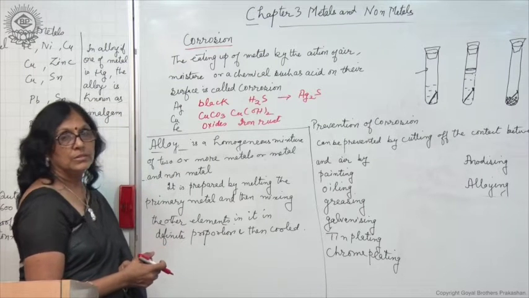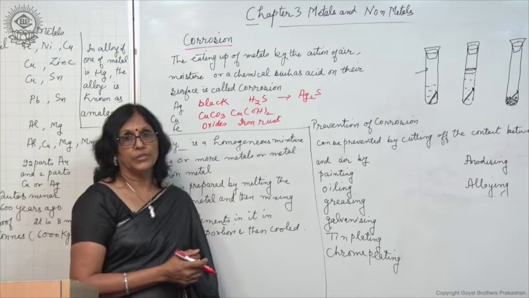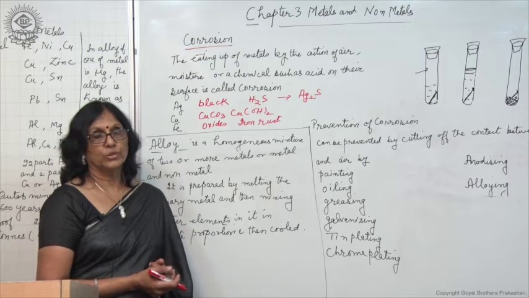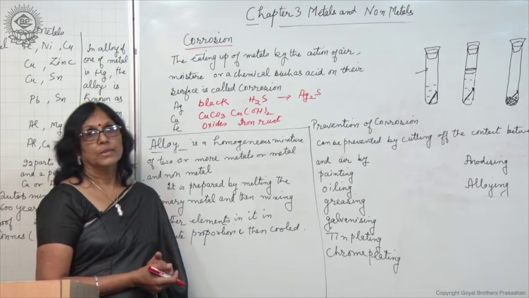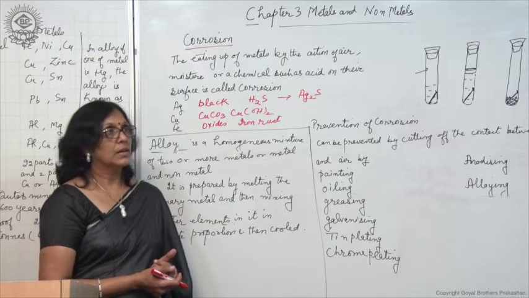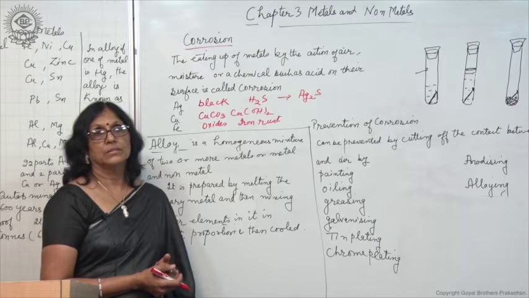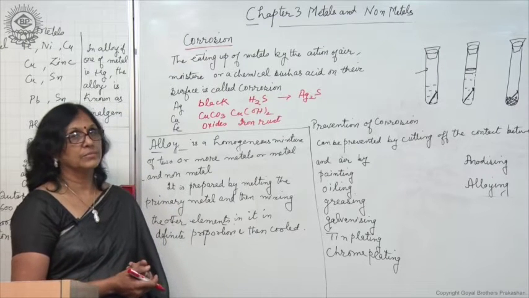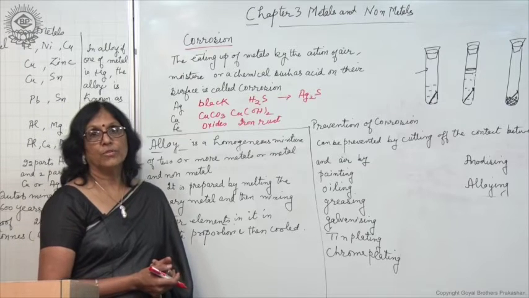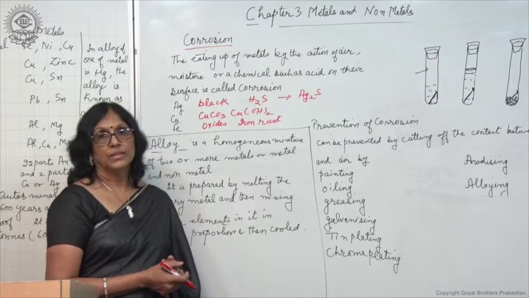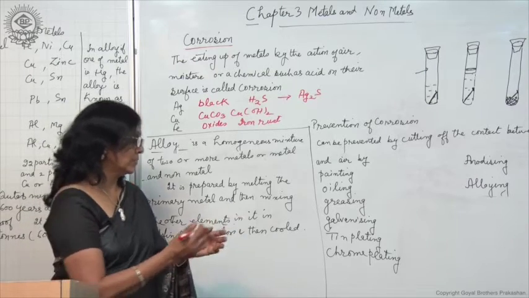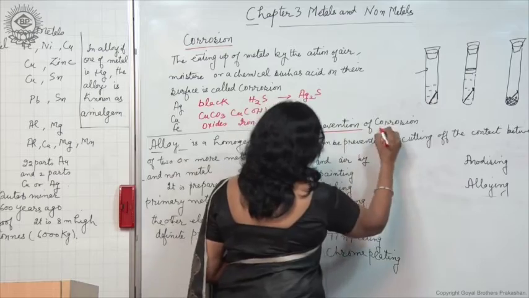Now, corrosion should be prevented because the metals are very precious, useful and used to make various things. So, it is necessary to prevent corrosion, and iron is widely used to make buildings, bridges, and various vehicles. Rusting of iron is a great problem which should be prevented, and prevention of corrosion can be done by various methods.